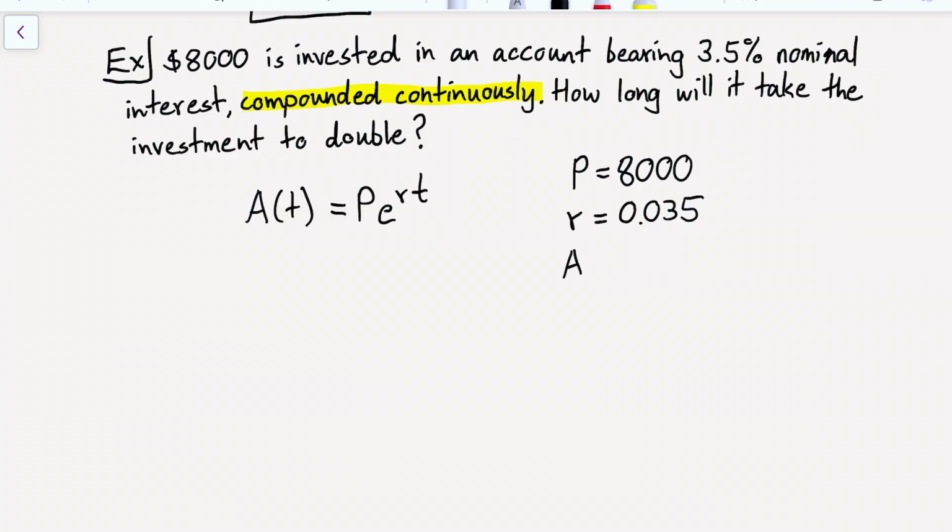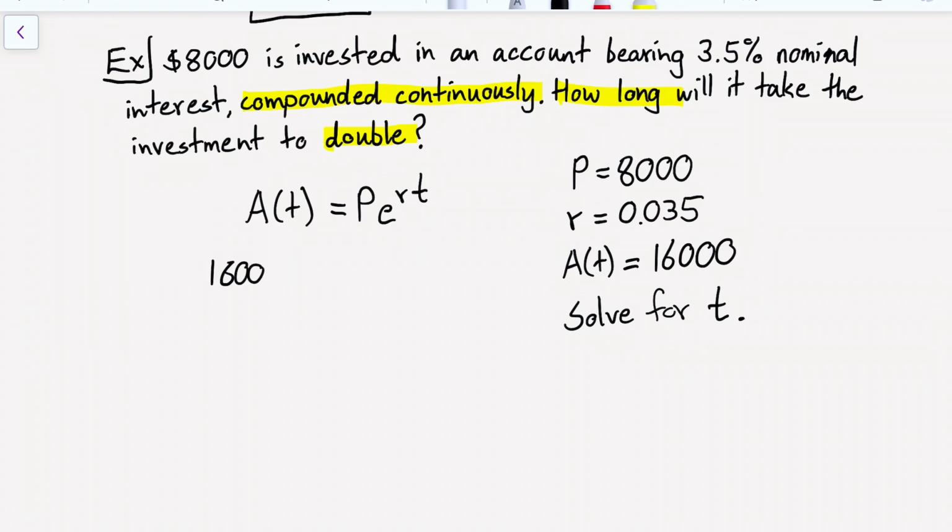We're actually given a future amount because we are asked how long will it take the investment to double. If it doubles in value, the future amount will be worth $16,000. And we are being asked to solve for t. That is the unknown value that we would like to find. How long will it take for the investment to double? Let's plug in what we know. I can say 16,000 equals 8,000 times e to the 0.035 times t.